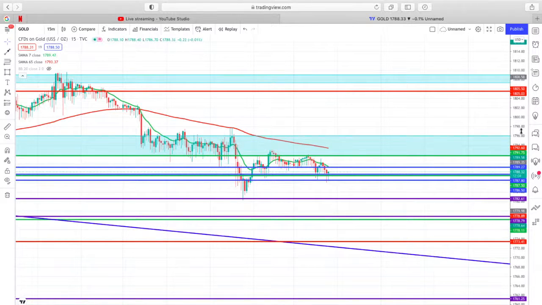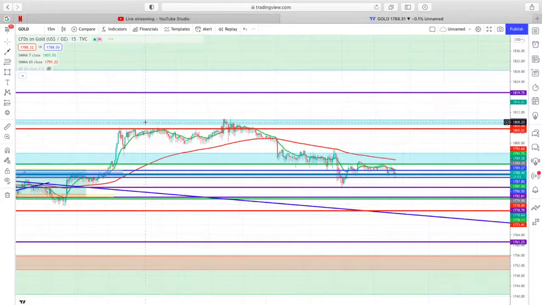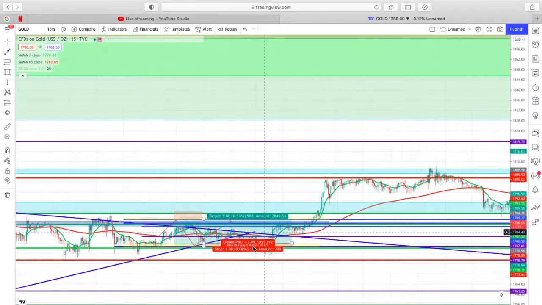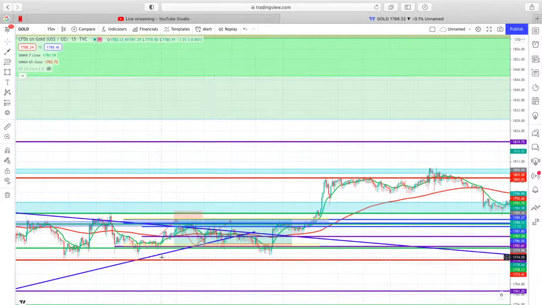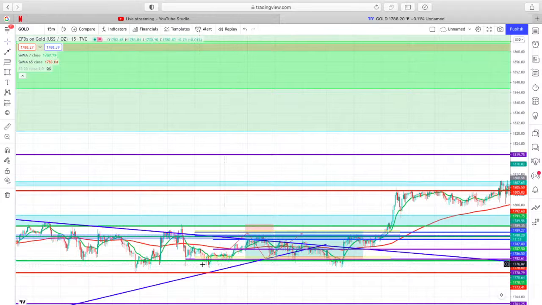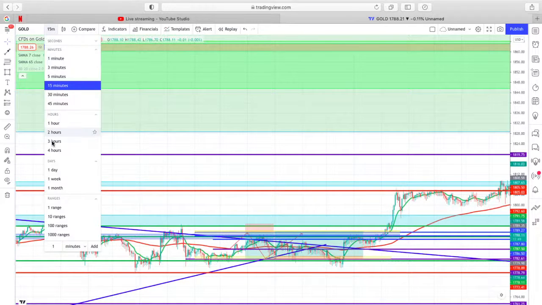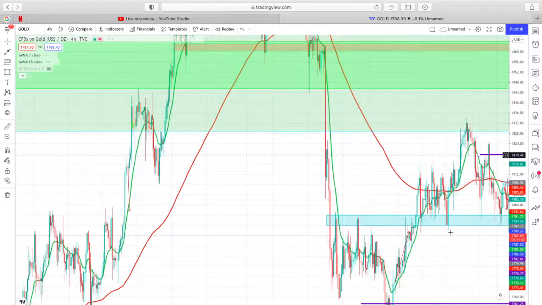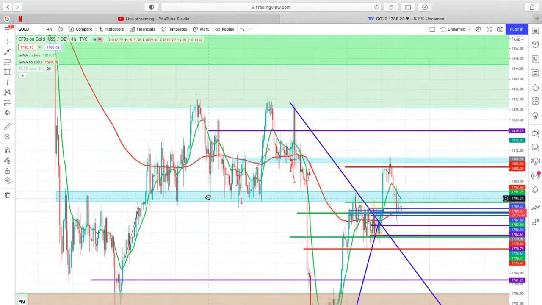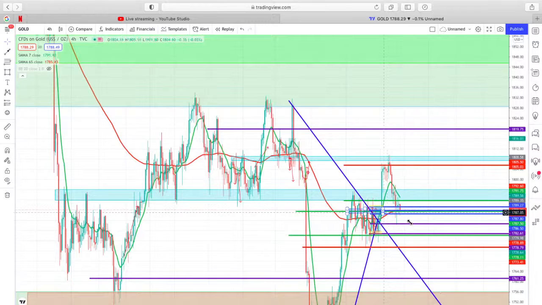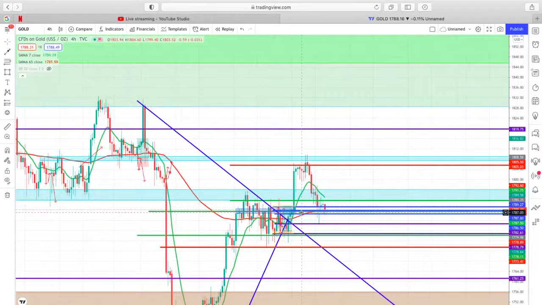What's that? 1751 over down here? No. 1751.50. You had been over here. We have it over here. The 12. Let me go over to a higher time frame. So the 12th. I think that's the only one that I have.